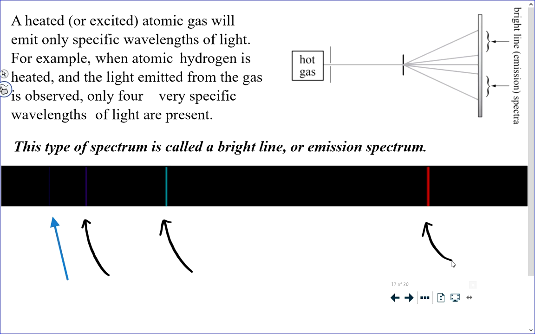But this is called an emission spectrum, and it's produced by taking a gas and heating it up. So, for example, when we take a look at a hydrogen spectrum and we heat up hydrogen and you observe the light through a diffraction grating, you see only these four particular wavelengths. Now, if we were in class, I would turn on a hot hydrogen gas sample and we would look at this through a diffraction grating.